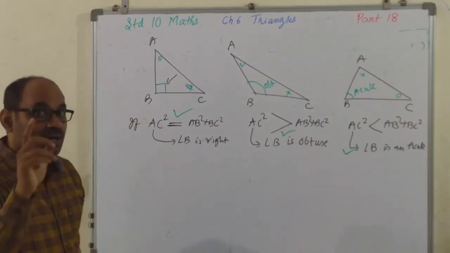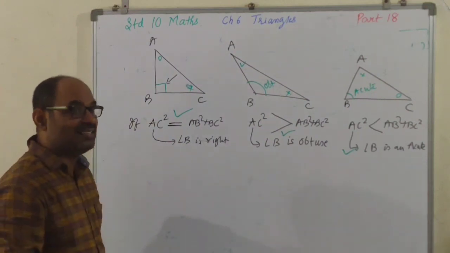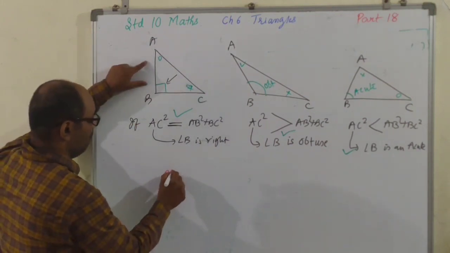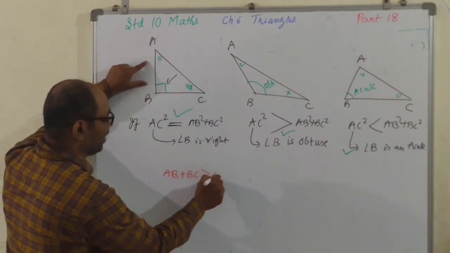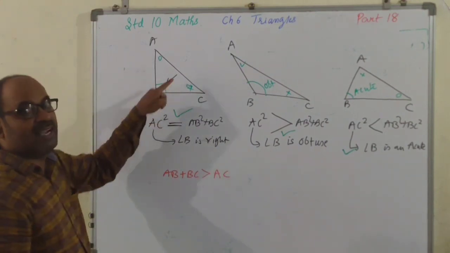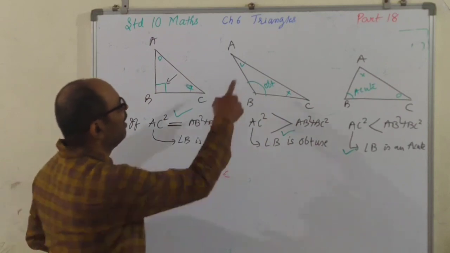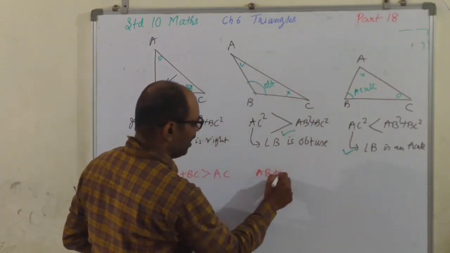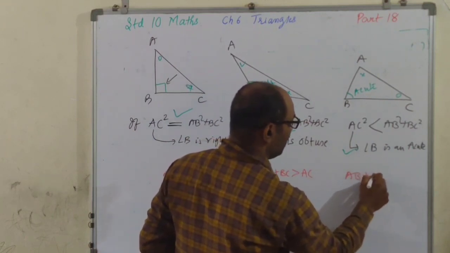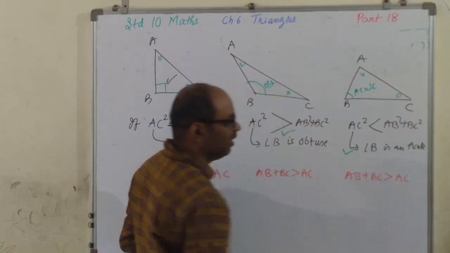And now that boy remembered a result from 9th. He said, sir, AB plus BC is greater than AC. Correct. The sum of any two sides is greater than the third side. Here also AB plus BC is greater than AC. Here also AB plus BC is greater than AC.